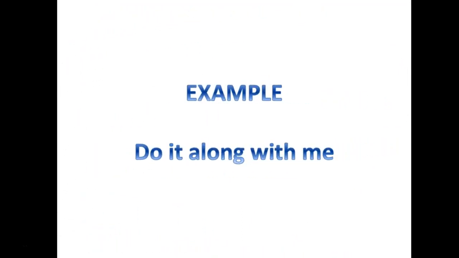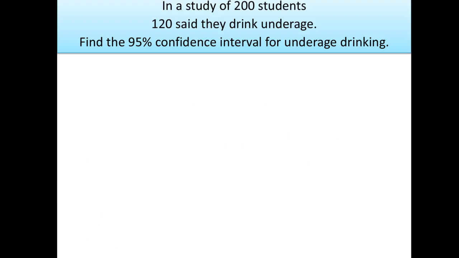So let's move along with this example. All right, so we're going to look at this study on underage drinking. We've got 200 students, 120 say they drink. Let's find the 95% confidence interval.